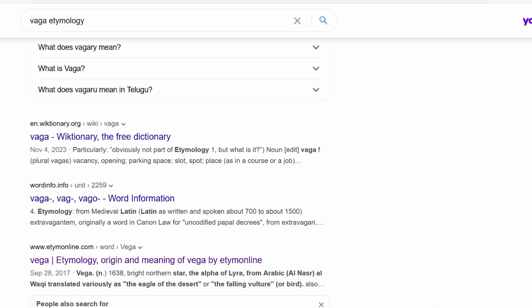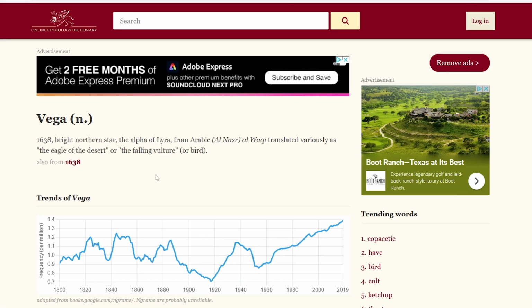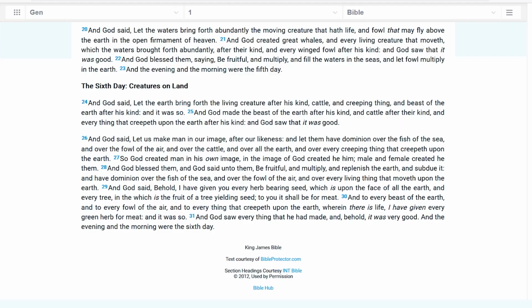Let's see. What else did I find? It's also the 5th brightest star in the sky and the brightest constellation in Lyra. That's that instrument that David was playing. Bright northern star. The eagle of the desert. There's that eagle thing. Man, eagle represents Zeus. Goes back to Satan. The fallen vulture. Let's see. Did I skip something?